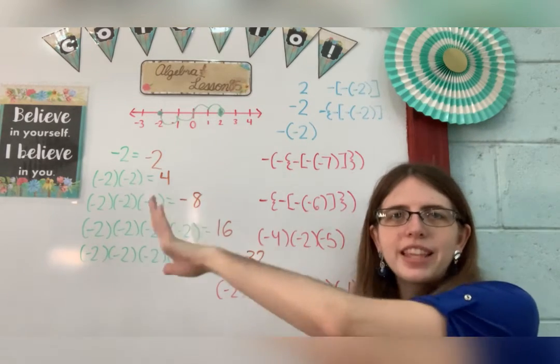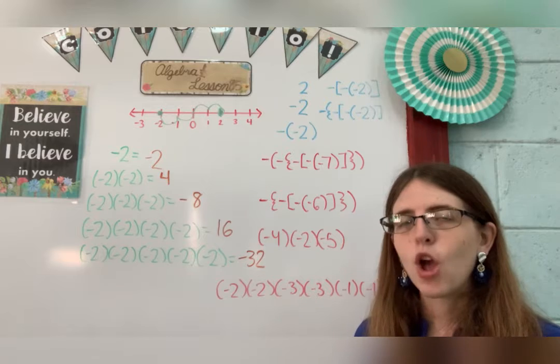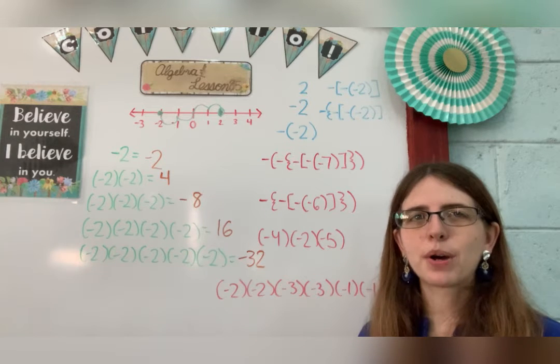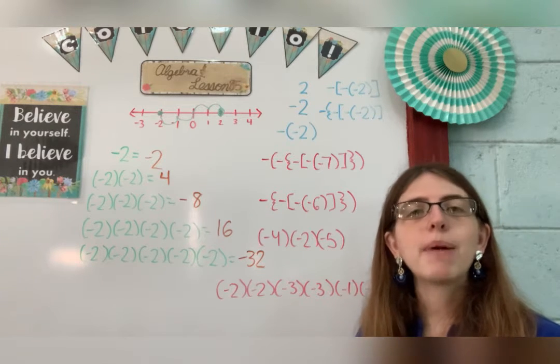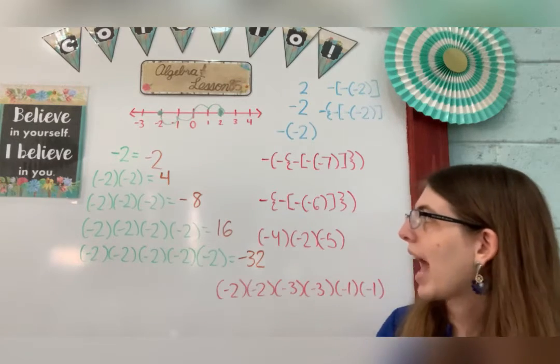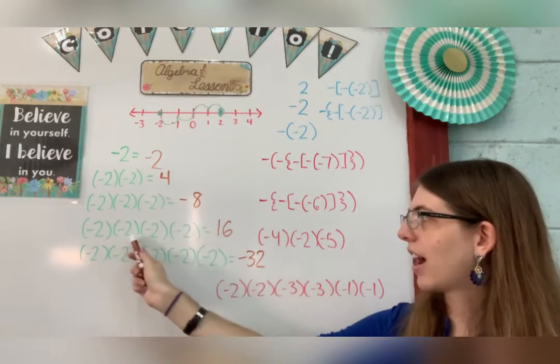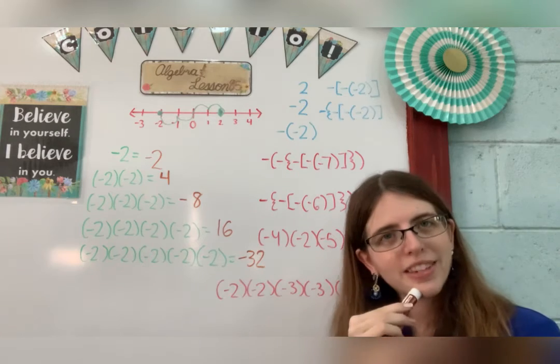So all of these things show us a pattern. When I have an odd number of negative signs, my answer is negative. When I have an even number of negative signs, my answer is positive.